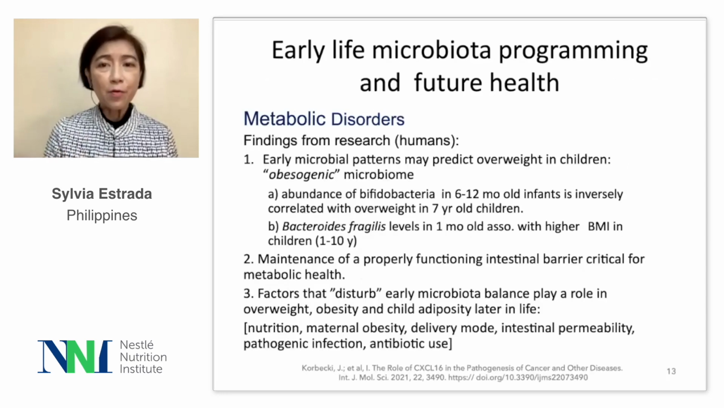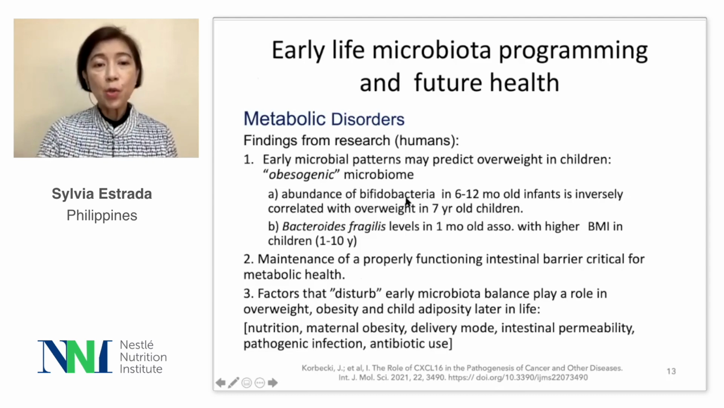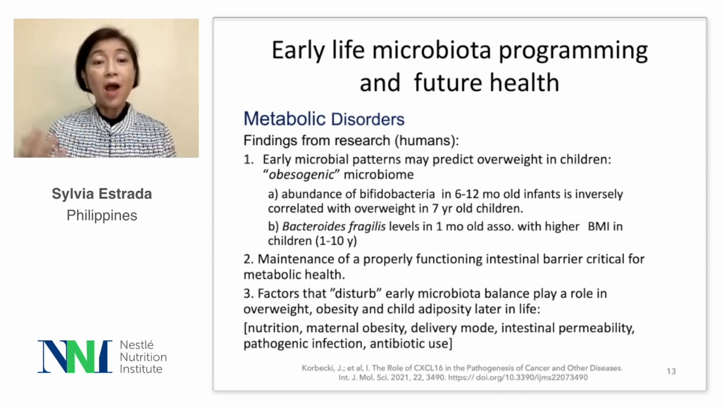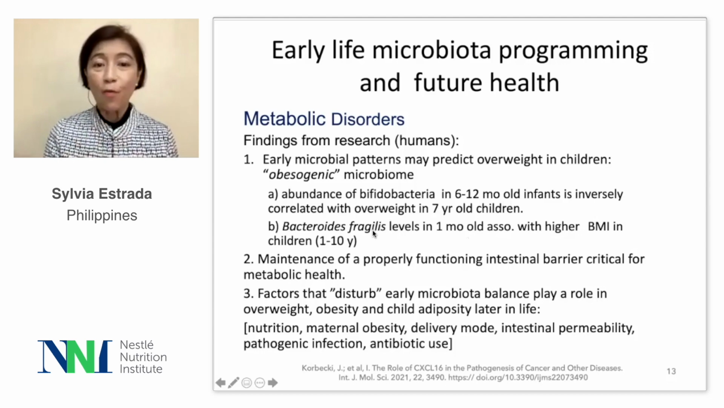So how does early life microbiota programming determine our future health? What have the studies and research shown in humans? They do a lot of studies in mice, but I shall not discuss them here, but focus on what they've discovered in humans. They have shown that there is such a thing as an obesogenic microbiome, from small studies such as this that show that there is an abundance of bifidobacteria in the 6 to 12-month-old, and this abundance is a positive factor in preventing obesity in 7-year-old children. However, if a 1-month-old had a lot of Bacteroides fragilis, this 1-month-old would grow to have a higher BMI anywhere between the ages of 1 and 10.